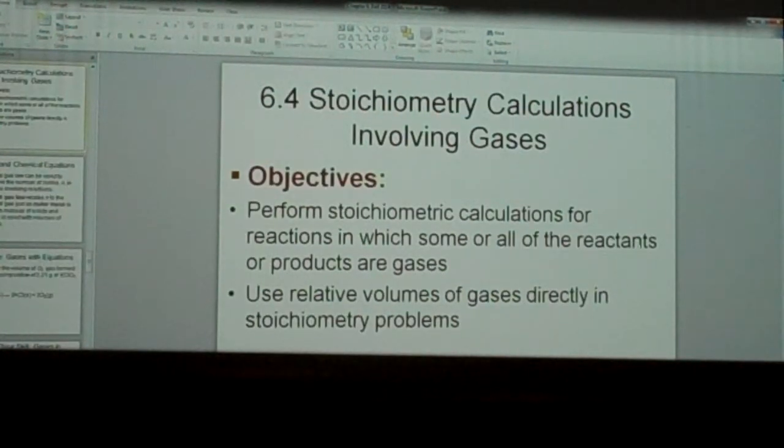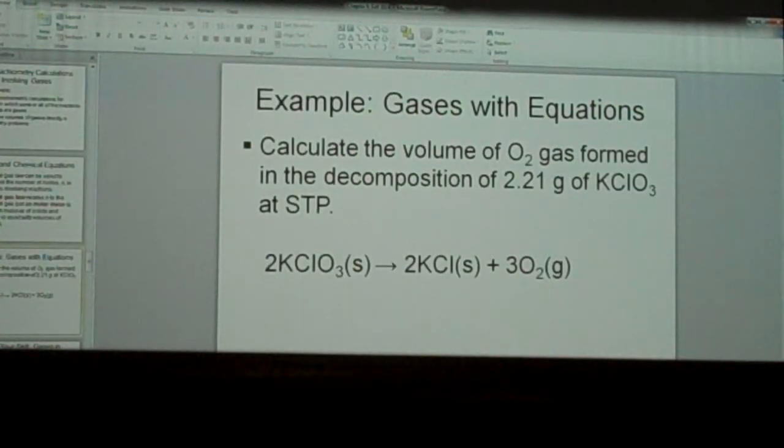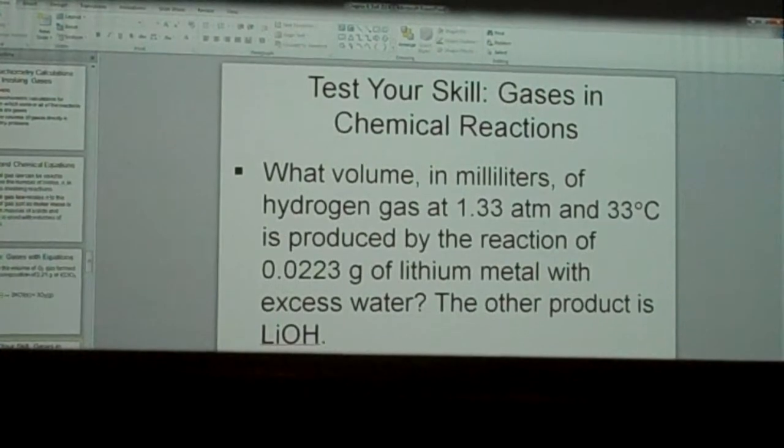And we're going to do some stoichiometry with the gases. I think, did we do one of these already? No, we haven't. Did we do this one last time? Good, let's do this. Let's do it different.